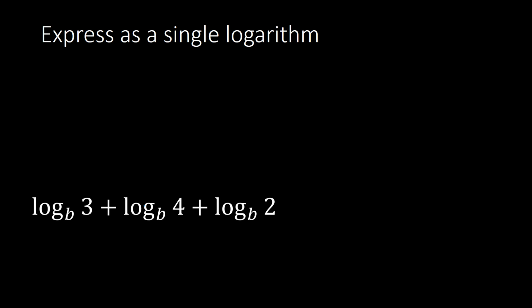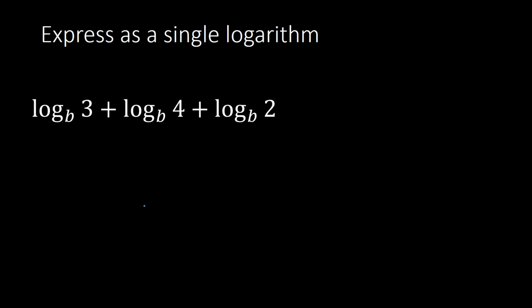Here's another example. You have now 3 logarithms put together where all the bases are the same. Every base is b and every logarithm is being added together. So because the base is the same and you're adding together, I can then multiply the 3 times the 4 times the 2 to get 24. So my solution would be log base b of 24.